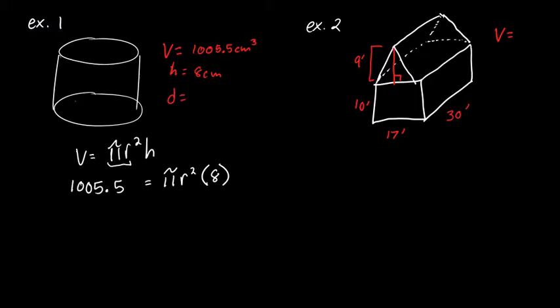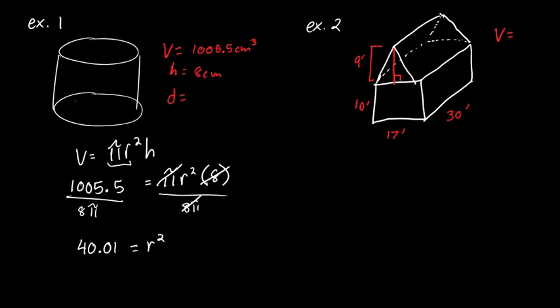So my first step is I want to move everything away from that r, so I'm going to divide each side by 8 pi, and get approximately 40.01, so I'm just rounding it, and the 8 pi cancels out there. So I get r squared.